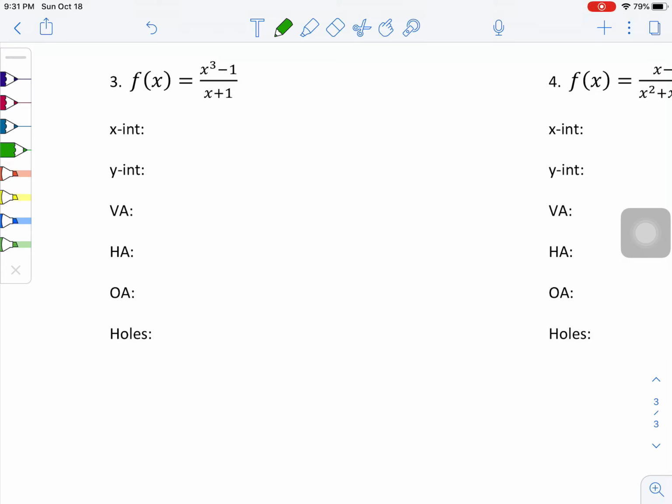So this is the high-level rational functions, problem number 3. We're going to start like we do with everything else, and see if we can factor and cancel.